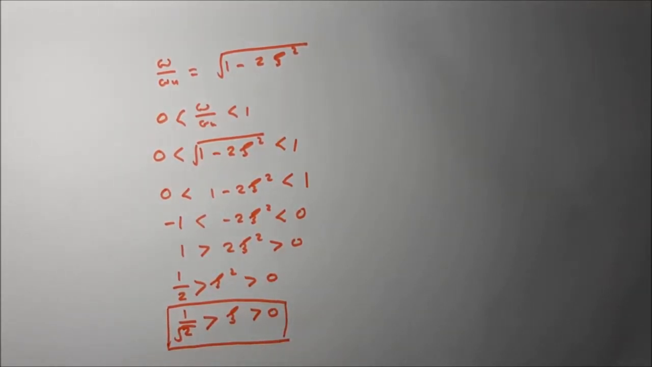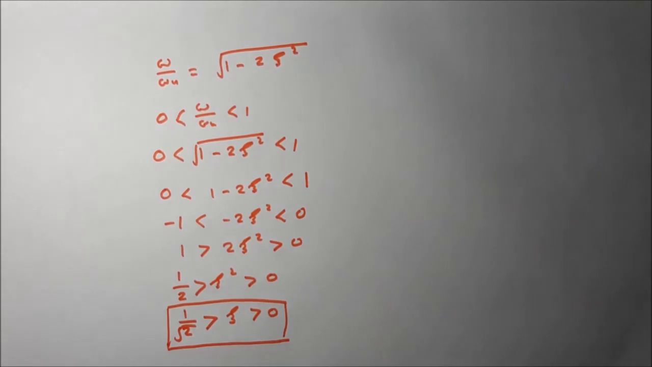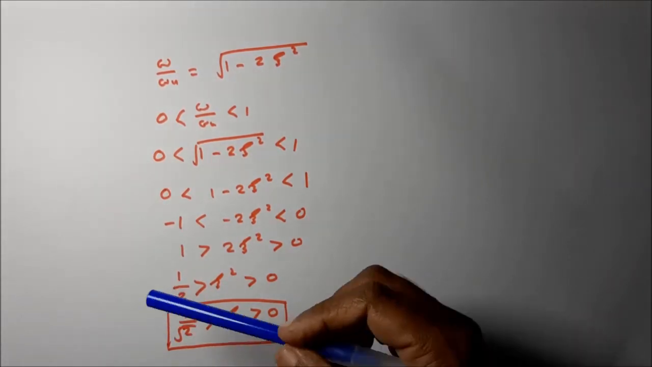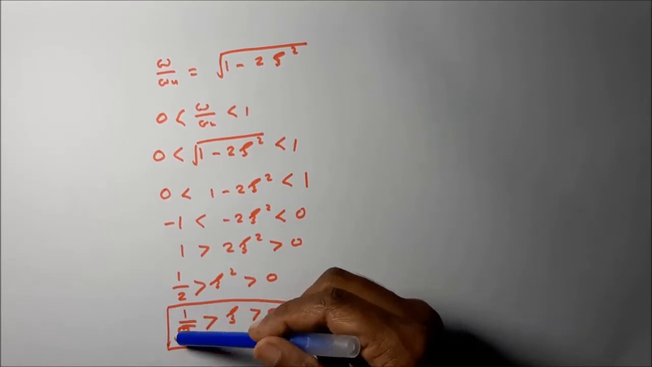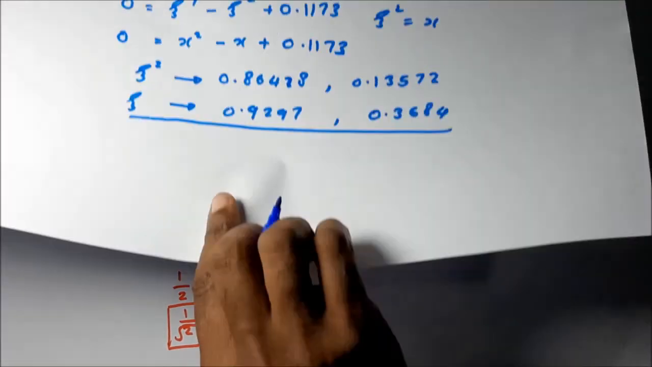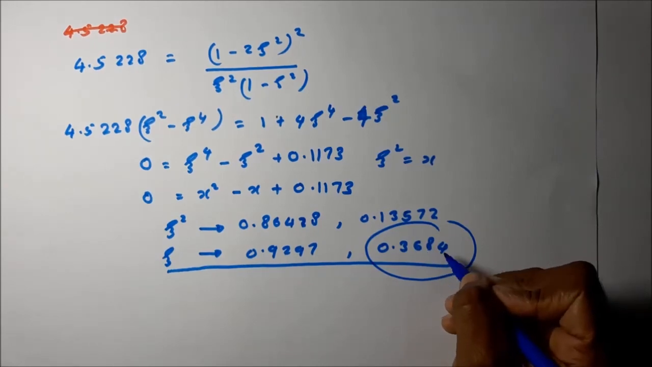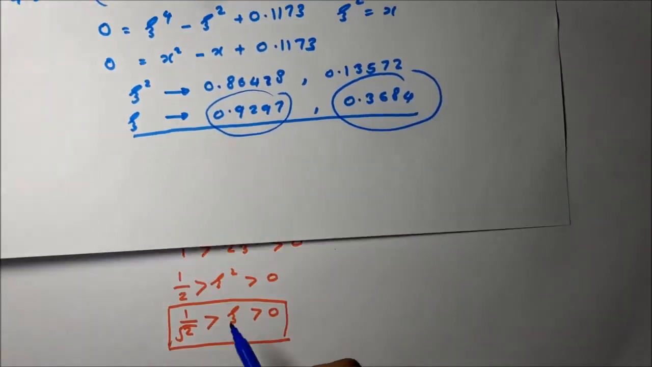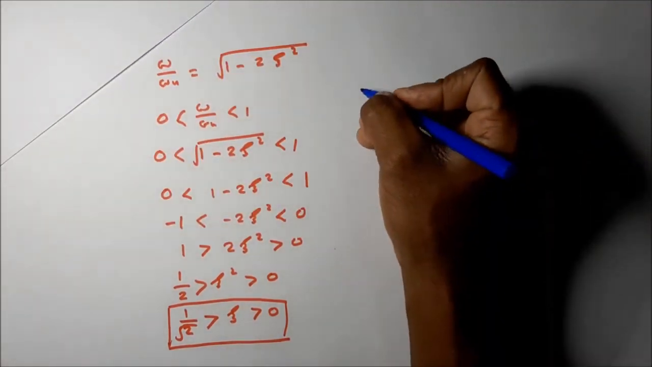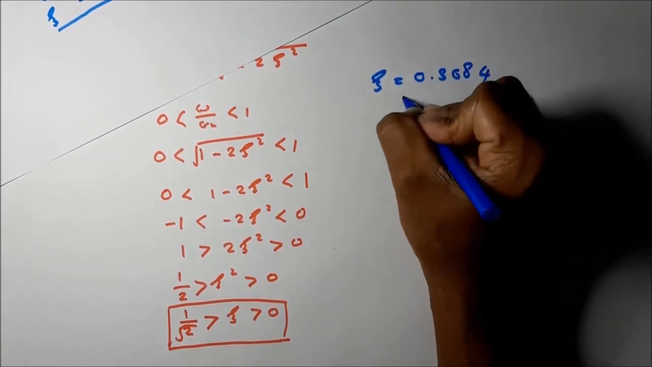When the maximum transmissibility occurs, in this situation theta should be less than 1 divided by square root of 2. According to the satisfaction of this inequality, what is the acceptable value for this solution? 0.9297 we can't accept, because it does not satisfy this condition. So then the answer for theta is 0.3684.